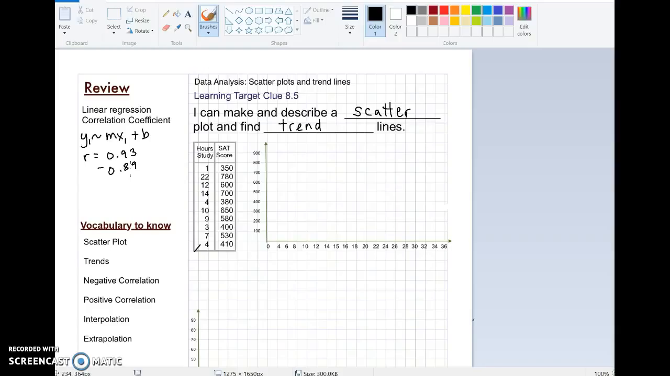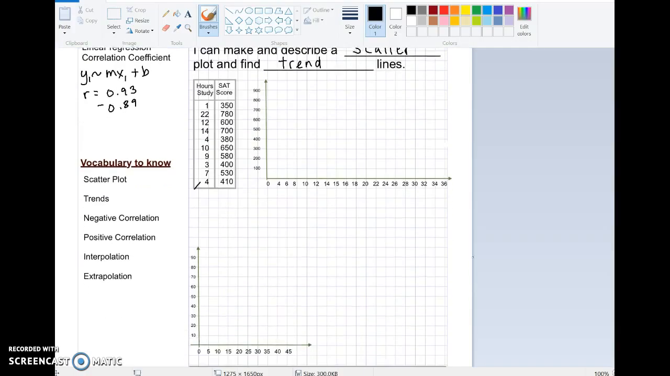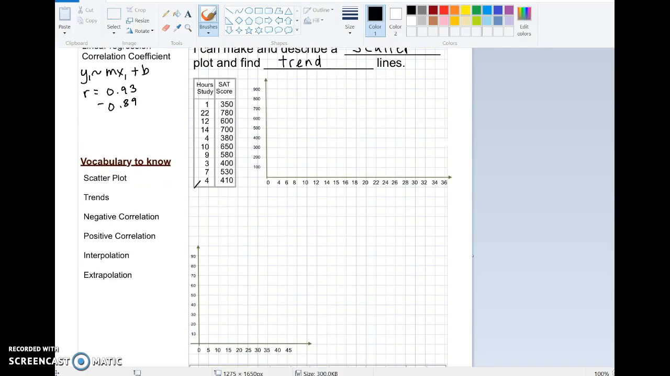We could predict the future. We did some population things, we did attendance of games, but we made predictions based on that line of best fit. So we're going to do the same thing, but this time we're not going to use Desmos. We're just going to look at some trends and make some observations. So we're going to start with study hours and SAT scores.